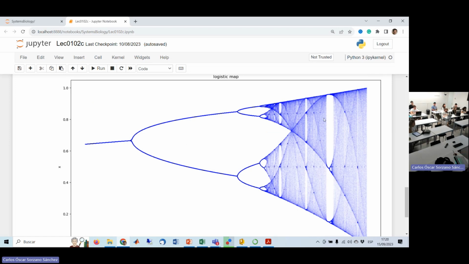This chaotic behavior is really something that was discovered in the 60s. Before that, it was thought that if you saw this kind of random behavior, it was because there was some stochastic behavior, some randomness in it. But here it is not random, it is purely deterministic, and still you have a behavior that is unpredictable.